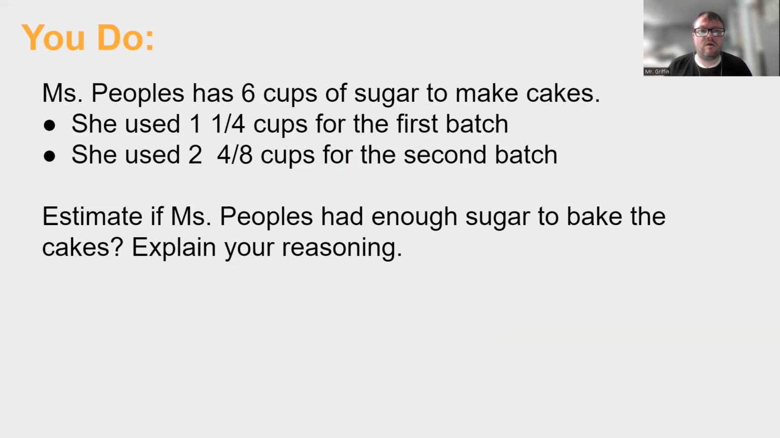Okay. So go ahead and let me read the problem. After I finish reading the problem, you guys will solve. Miss Peoples had 6 cups of sugar to make cakes. She used 1 1/4 for the first batch. She used 2 4/8 for the second batch. Estimate: did Miss Peoples have enough sugar to bake the cakes? Explain your reasoning. All right, video is going to pause now for 3 minutes and go.